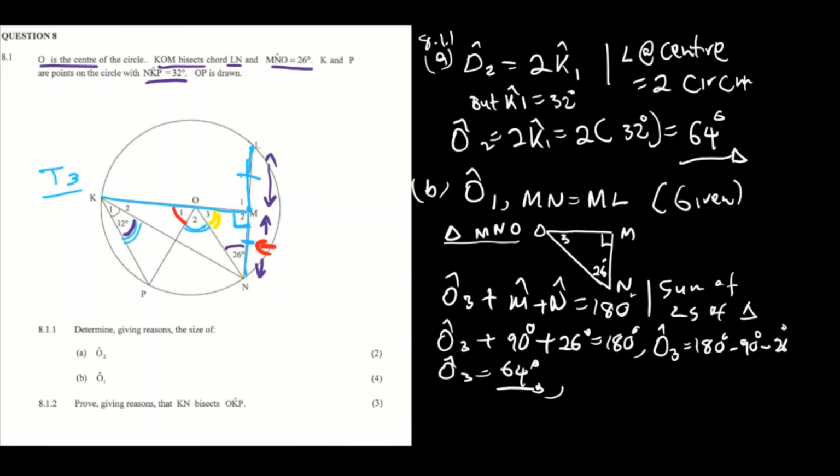Now I want to identify angle O1, which is what is required. Angle O1 plus angle O2 plus angle O3 is equal to 180 degrees. So the reason for this is a straight line.